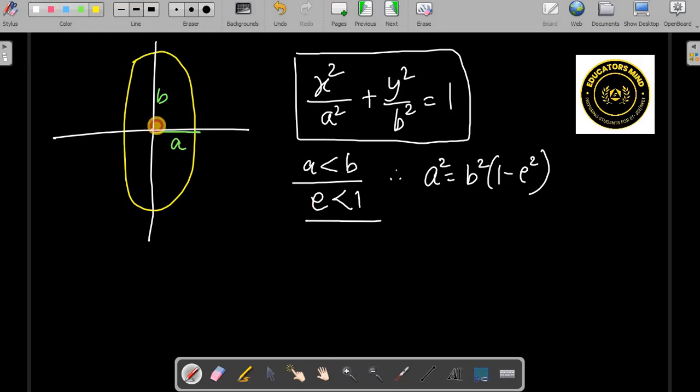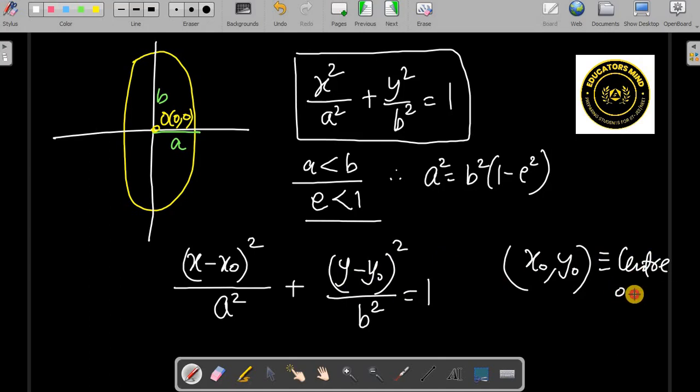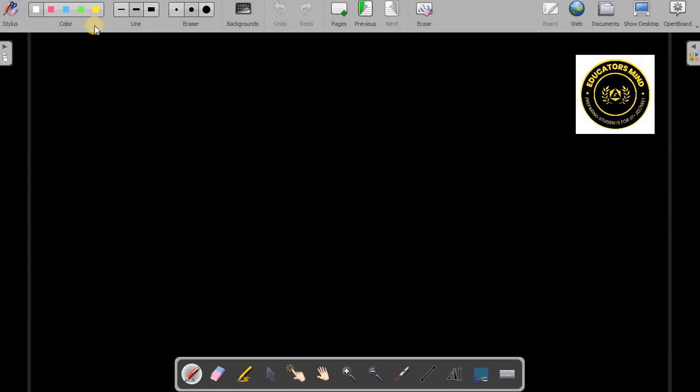Here the origin, which is 0, 0, is the center of the ellipse. If the center is different, then you have to write (x minus x naught) whole square by a square plus (y minus y naught) whole square by b square is equal to 1. Here x naught, y naught will then be the center of the ellipse. There are many things you will be learning in maths, but this is something very basic that you should know. Then what is the hyperbola equation? Let's take the hyperbola.